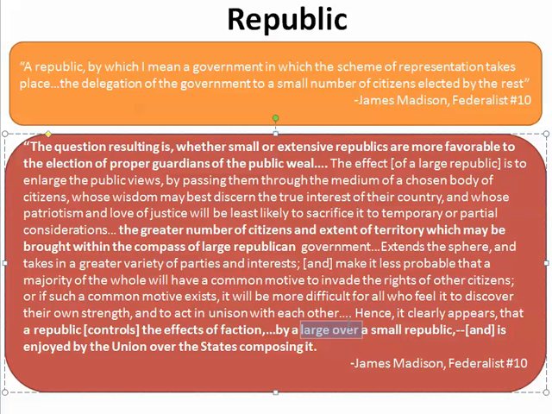So he's saying that a large republic is going to protect us by having more people and more interests involved, and they're going to have to compete with one another, and what's going to happen is our liberty is going to be protected. So he's proposing a large republic here.